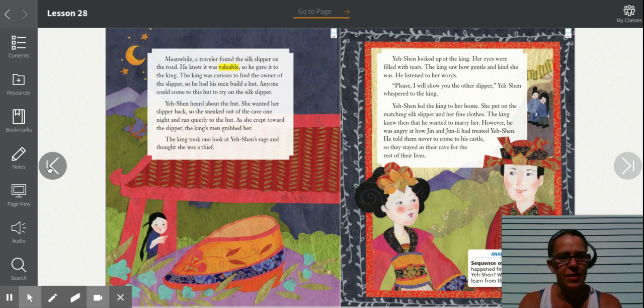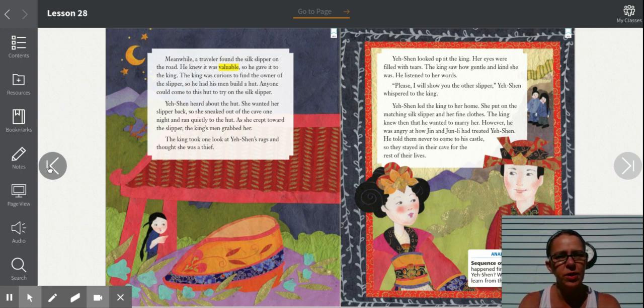So, what is the lesson in this story that we have to learn? Well, remember, at first, the king saw Yeh-Shen and thought she was a thief because of the way she looked. He made a judgment about her based on how she looked. What changed his mind? What changed his mind was that gentle and kind look she had in her eyes.